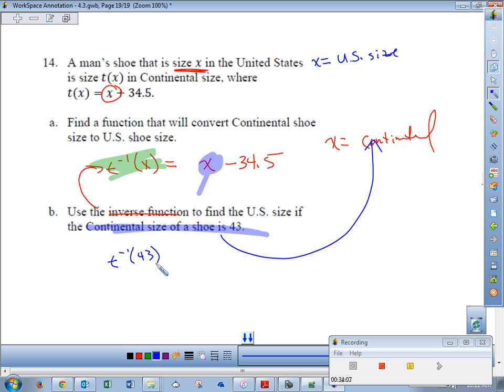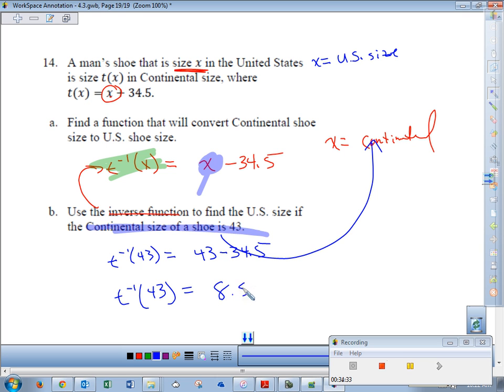So 43 minus 34.5. I hope you know enough common sense about U.S. shoe sizes that if you got a size 70 shoe in the U.S., you are the Jolly Green Giant. What did you get when you take 43 minus that? 8.5. You're an 8.5. Sounds about right.